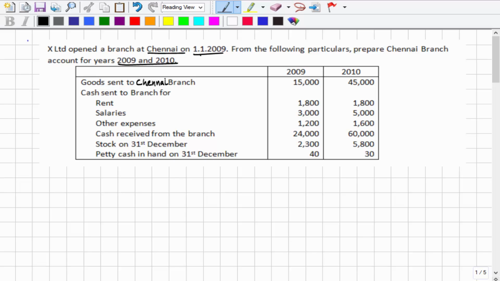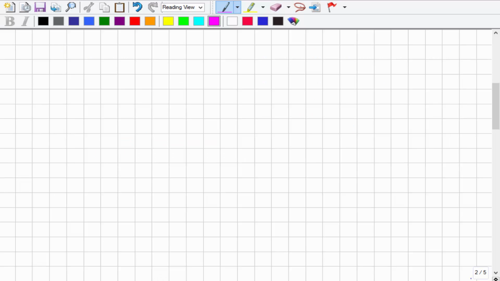Goods sent to branch, information available for both years. Then cash sent to branch for rent, for salaries, for other expenses. Then we have cash received from branch, stock on 31st December for both the years, and petty cash position on 31st December. Okay, so with this we have to prepare the branch account. First we'll prepare the branch account for the year 2009.